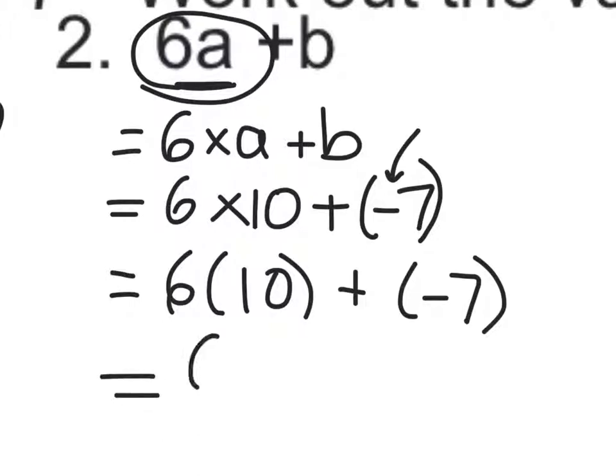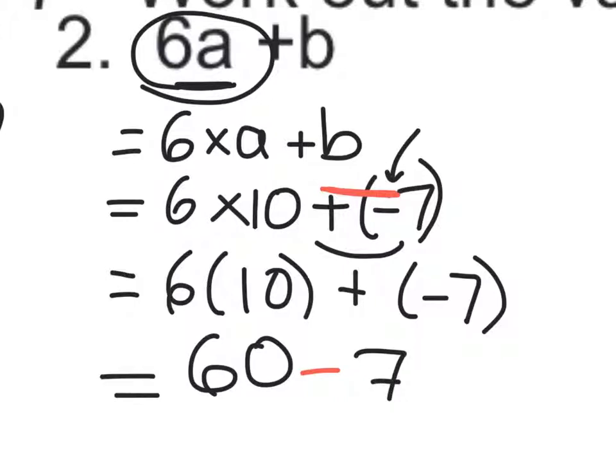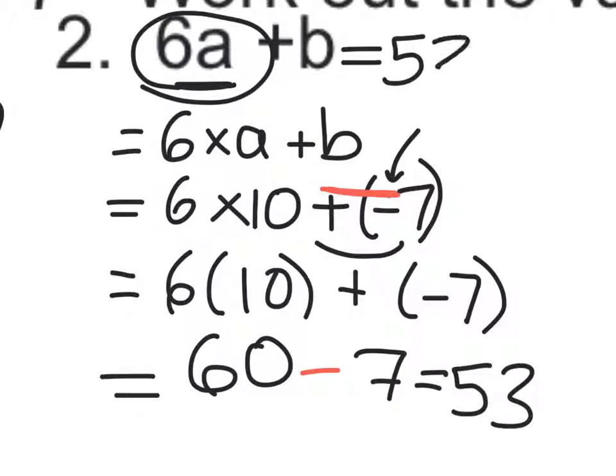You're going to get 60 here, 6 times 10. And what is plus -7? Well, if you remember from our negative numbers, this makes a negative. So I've got 60 subtract 7, which is 53. This is worth 53. So look at one more.